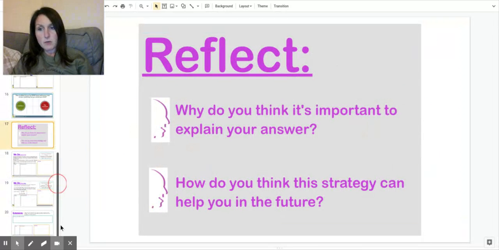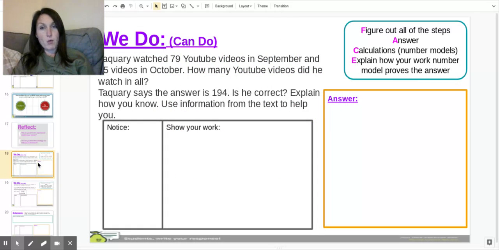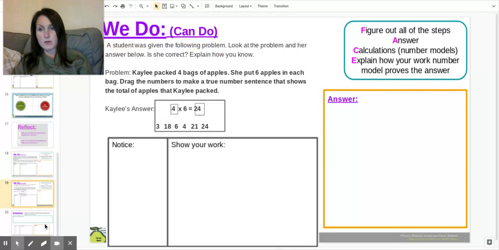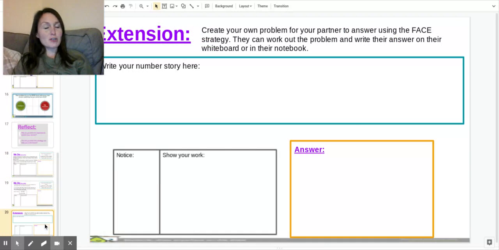Here is a reflection question. And then there are some, if you would like more practice, here are some more questions for you to do, and an extension that you get to create your own if you want somebody at your house to try to work it out too. Let me know if you have any questions.